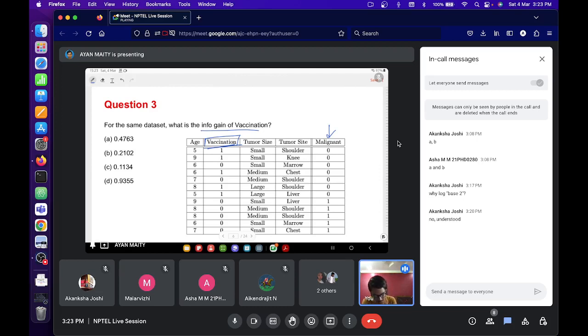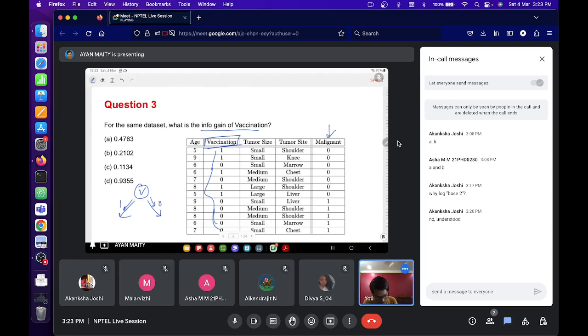For information gain, if vaccination is the variable, it has two distinct values, 1 or 0, which we can already see from this dataset, in this column. This is how we split with respect to one variable. If vaccination is 1, it goes this way. If vaccination is 0, it goes the other way.